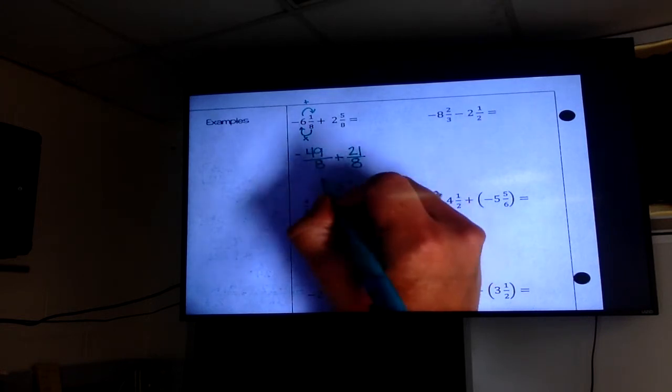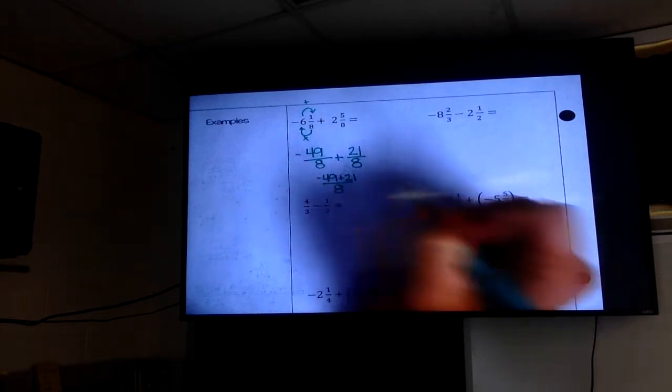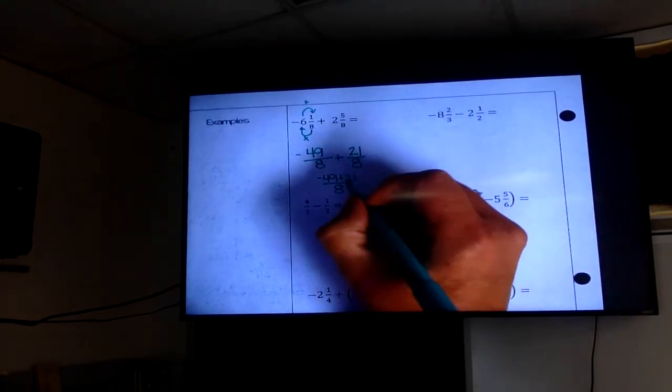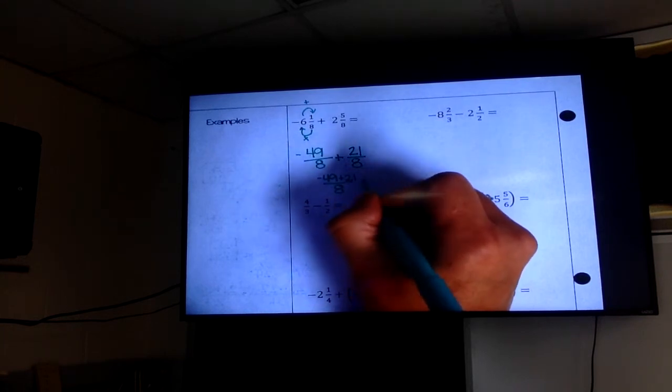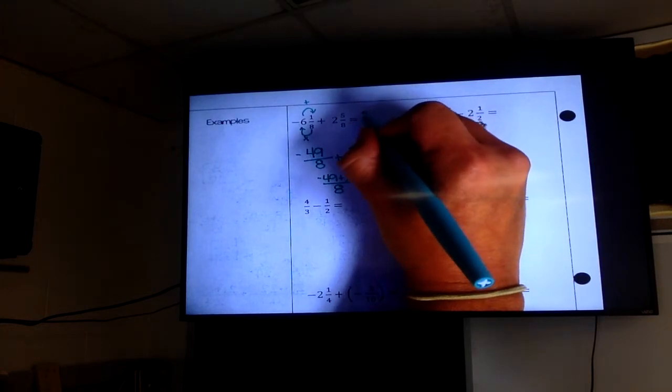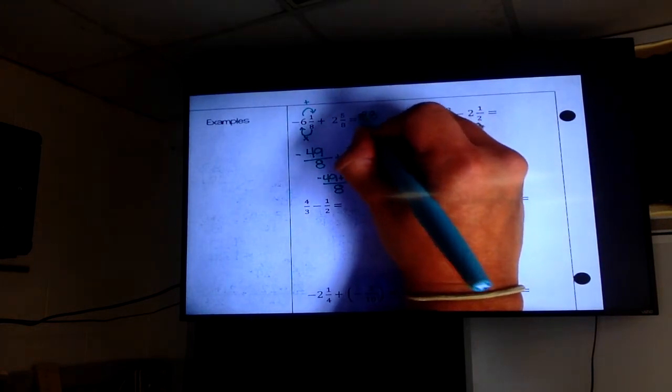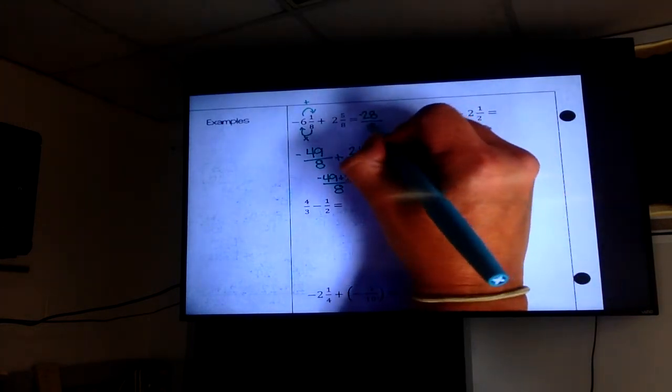And then we look at the top. I see negative 49 plus 21. And then I use my integer rules. When the signs are different in addition, that means I subtract my numbers. So 49 minus 21 should give me 28. Negative, so I have negative 28 over 8.